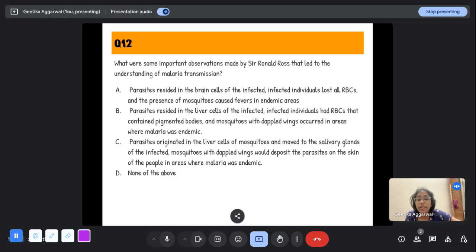B. Parasites resided in liver cells of the infected individuals. Infected individuals had RBCs that contained pigmented bodies, and all mosquitoes with dappled wings occurred in areas where malaria was endemic. C. Parasites originated in the liver cells of mosquitoes and moved to the salivary glands of the infected, and mosquitoes with dappled wings would deposit the parasites in the skin of the people in areas where malaria was endemic, or none of the above. So, which of these options is a correct list of the observations made by Sir Ronald Ross?